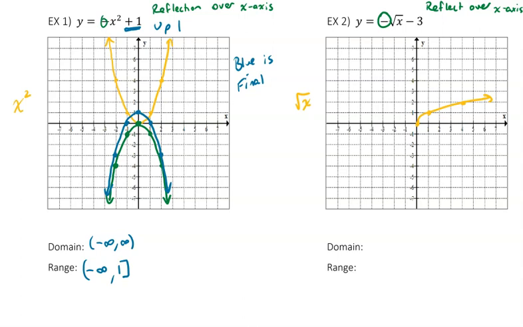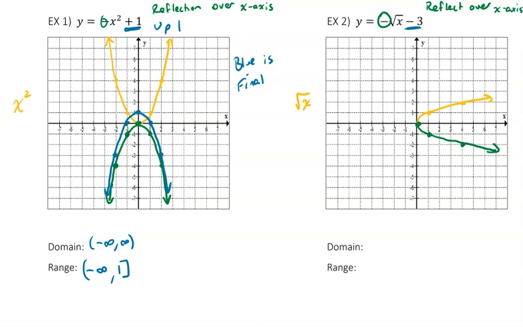So reflecting it over the x-axis, we're going to treat the x-axis like a mirror again. We just want to make sure that every point reflects across. And it's now going to be a little upside down. And the green one is our new one so far. But again, just like before, we're not done yet.